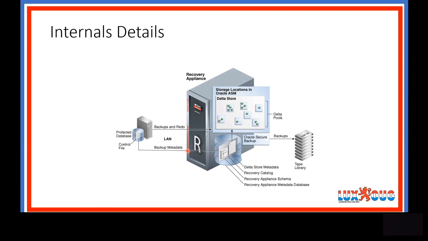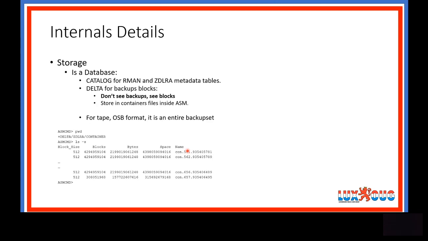But how does this work internally? How is this managed automatically? Zero data loss, as I told you, is an engineered system. And inside of this database, you have two main tablespaces: the catalog, that stores the Airman catalog tables and zero data loss metadata tables, and the Delta Disk Group. The Delta Disk Group doesn't have the backup set stored as is executed by Airman. It stores the information inside some files, which are the conf files. You can see your Delta database name, containers. So you have the container names here just for information. You don't need to check these every day. This is automatically managed by zero data loss. This is just information to show you.